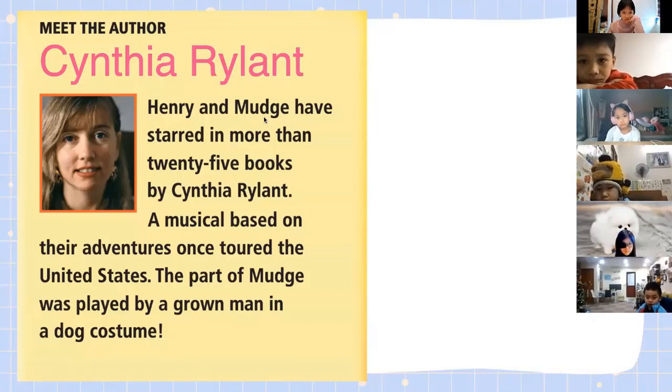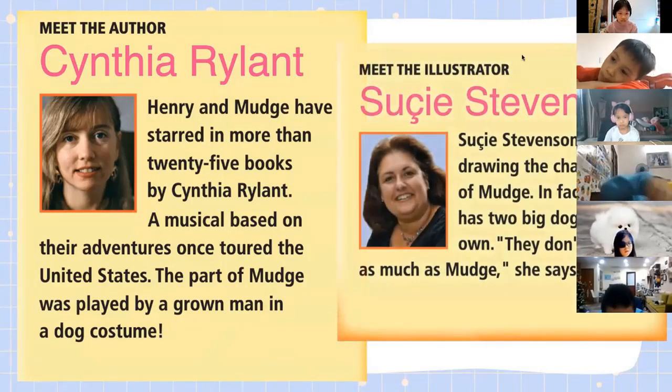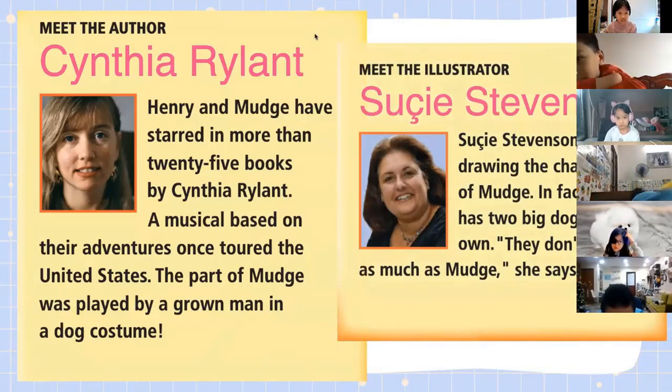Very good. She has written more than 25 books. They made a musical out of some of her stories. A musical is when they are on a stage in front of a whole bunch of people and they sing and they dance. And the dog character in our story, Henry and Mudge, was played by a grown man in a dog costume. So it was a very big man in a dog costume, and he was playing the part of the dog. And then we have our illustrator over here.